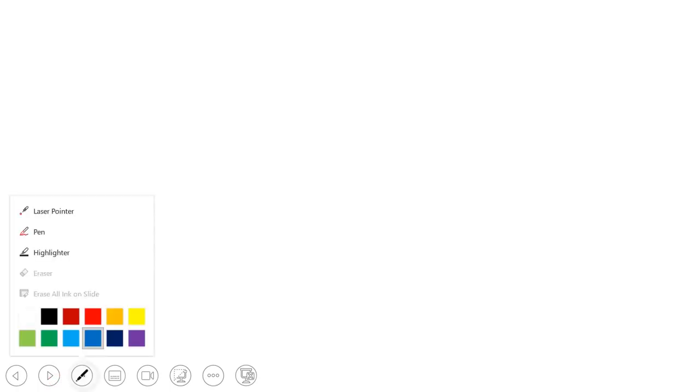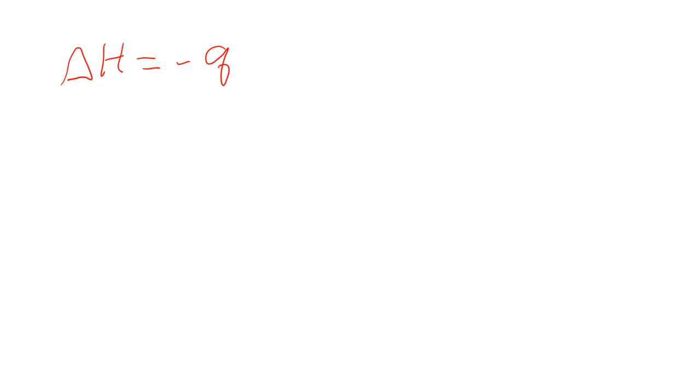So then, in step 3, we're going to determine delta H. And delta H can be determined by taking the negative of Q. So you're going to take the Q that you determined, the heat released in the reaction in step 2, and take the negative of that.